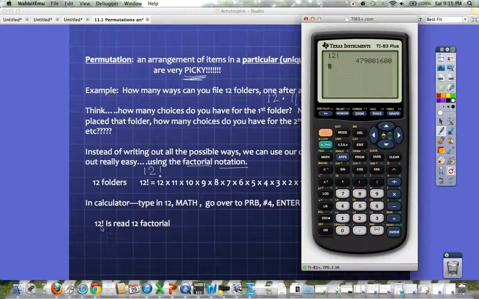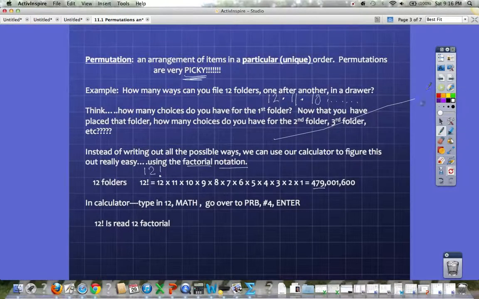So when you read this 12 with the exclamation point, it's really read as 12 factorial. Okay, and that's if you are trying to place things in a specific order, and you have a certain amount of numbers that you can do, and it does matter about the order, okay.